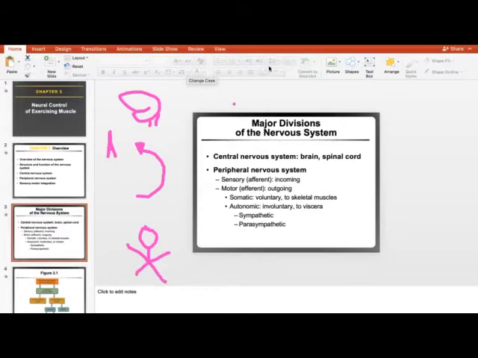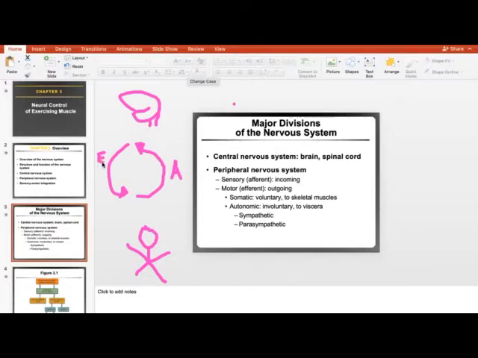So afferent nerves, let's erase this. Afferent nerves are these ones here, where they send information from the body to the brain. And then efferent nerves, these ones here, are outgoing. They send information from the brain down to the body. And this is the efferent ones.